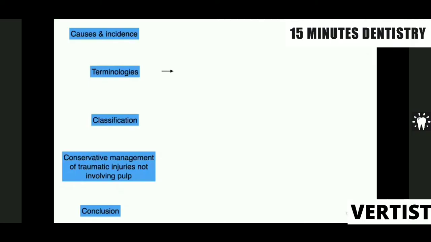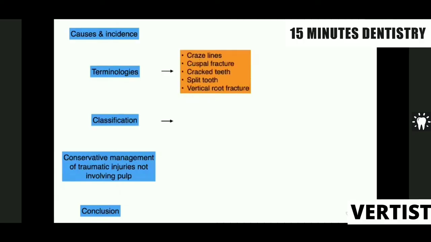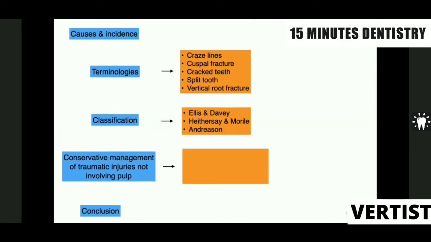So these are the few topics that I thought I'll discuss. So terminologies, what do you want to write? You will write about all these terminologies: what are craze lines, cuspal fractures, cracked tooth, split tooth, vertical fractures. When we talk of classifications, they can be anything like this, Ellis-Davey or Andreasen's. Andreasen is a big name, of course. You can use whatever it is.